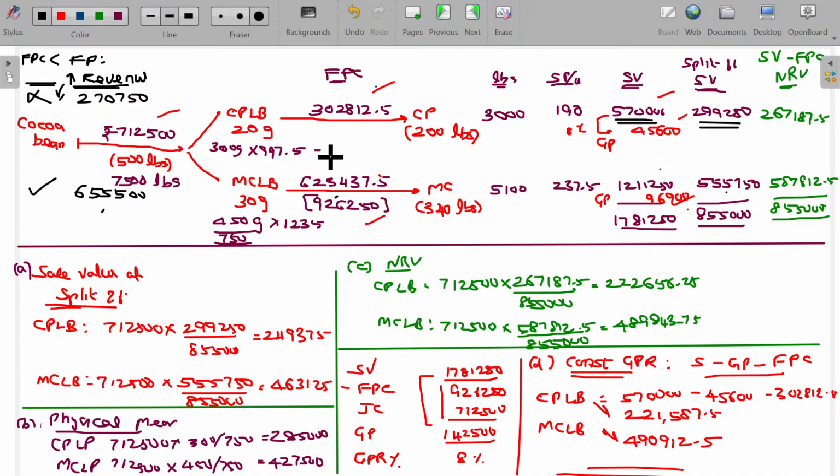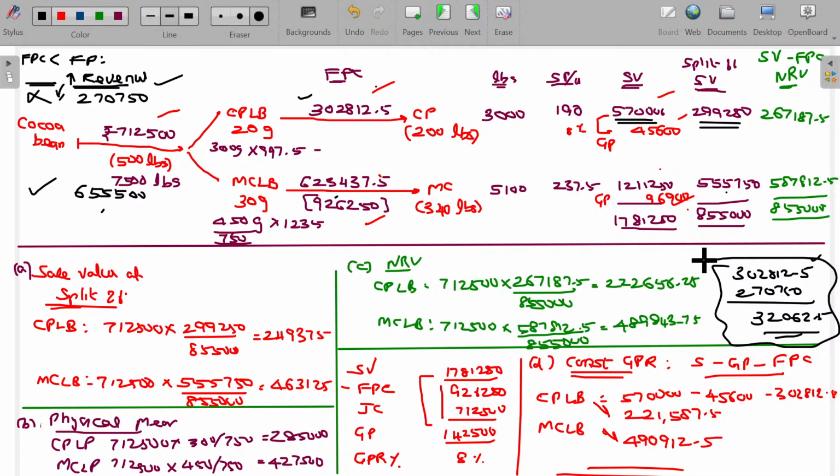CPLB right now. If he stops this, what happens? 3,02,812 rupees 50 paise spent additionally for an additional revenue of 2,70,750. Spending 3,02,000, getting only 2,70,000, then how much are you actually losing here? So from this, it is very clear your company's operating profit could be increased by 32,062.5 by changing your decision to further process both the products. You need to do further process only MCLB, not CPLB. Is that clear? For this decision, 3 marks.